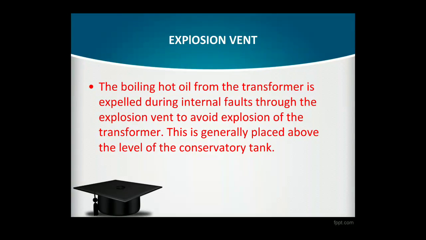Now the last constructional part is the explosion vent. The boiling hot oil from the transformer is expelled during internal faults through the explosion vent to avoid the explosion of the transformer, and this is generally placed above the level of the conservator tank. So that's all about the constructional parts of a transformer.